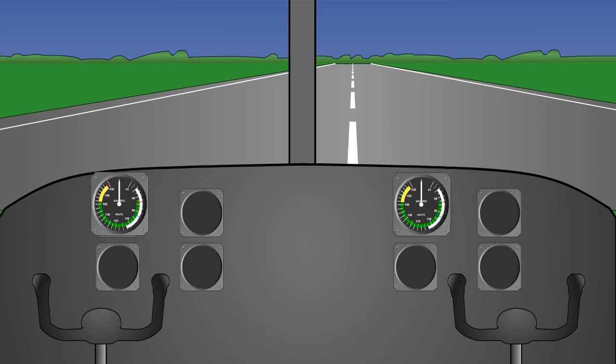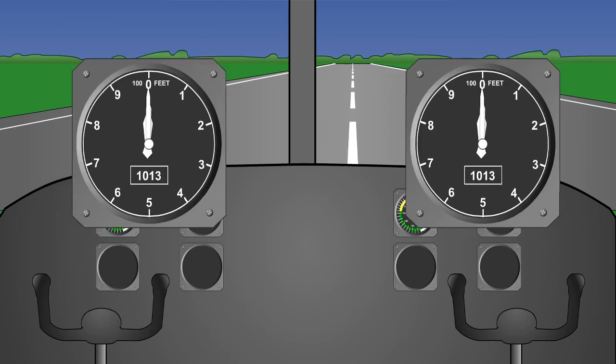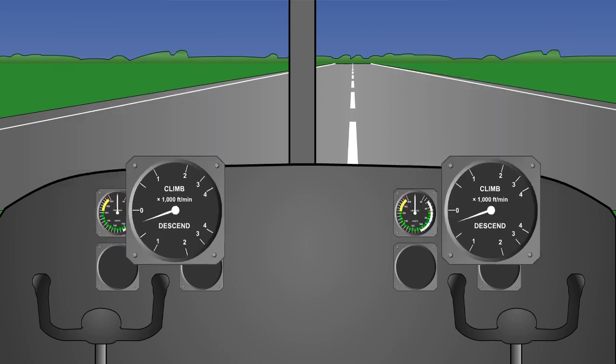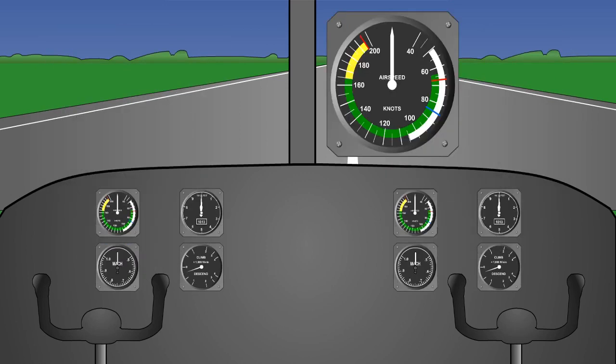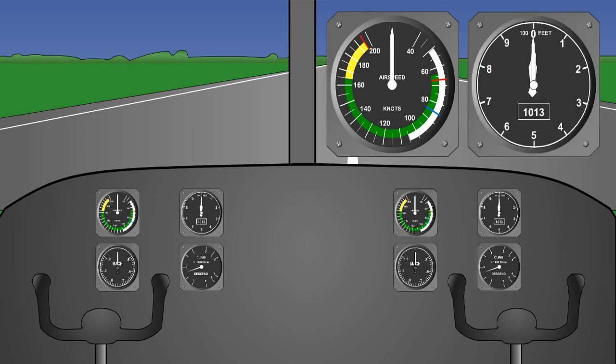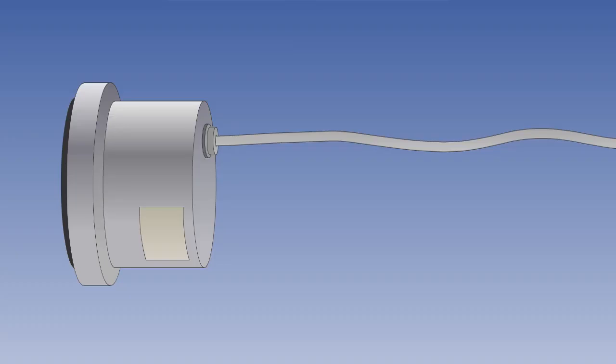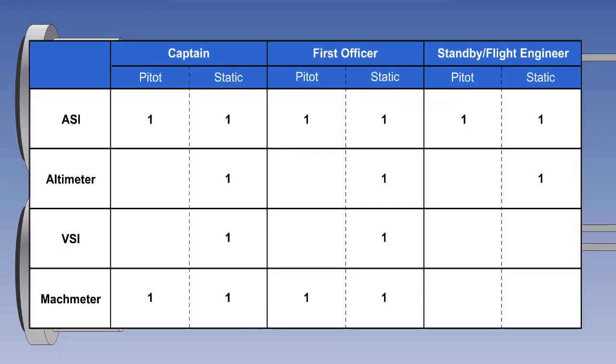an airspeed indicator, an altimeter, a VSI, and a Mach meter. Additionally, there would have been a standby ASI and a standby altimeter, possibly in the flight engineer's station. Each static instrument would have had its own static line, and the pitot instruments would have had both a pitot and a static line. This would be a minimum of 15 pitot or static lines, all running from the pitot tube and static vents up to the back of each instrument.